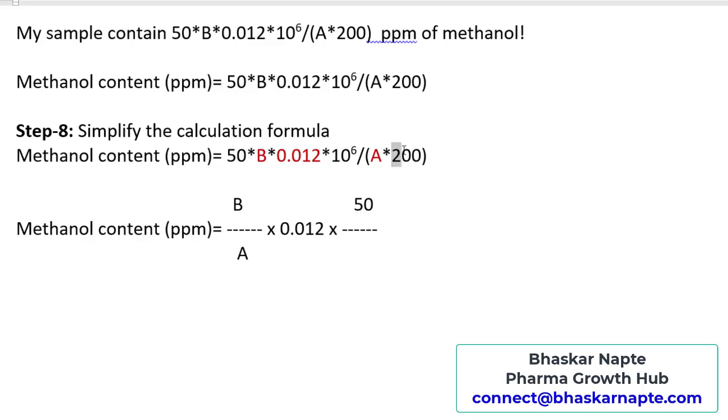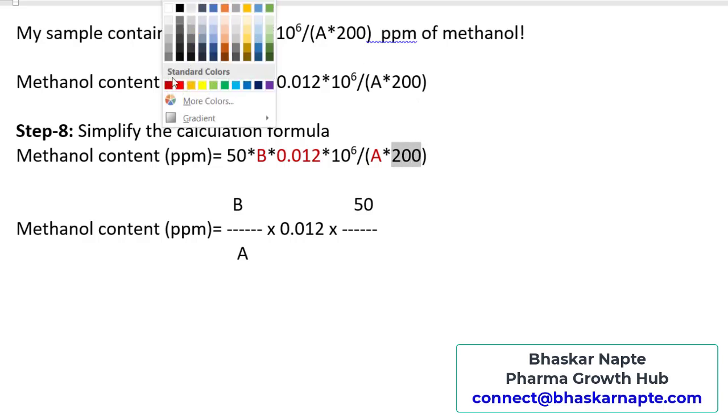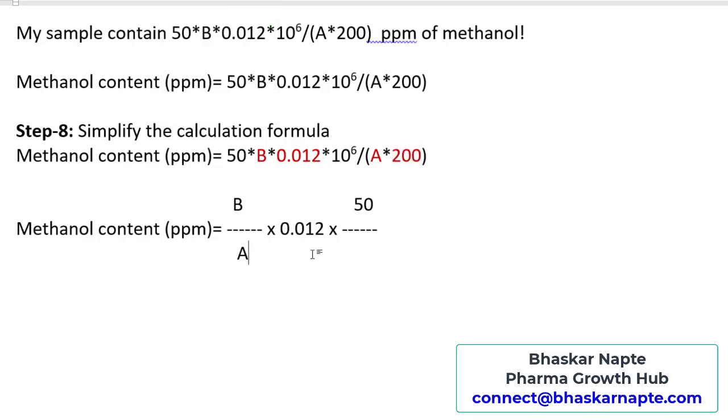I'm just rearranging this equation the way you understand, the way generally people give in the STP, the standard test procedure. So 200 I keep over here. The 50 ml divided by 200, that is sample weight. What is the next factor now? I would like to take now 10 raised to 6. So 50 also taken.